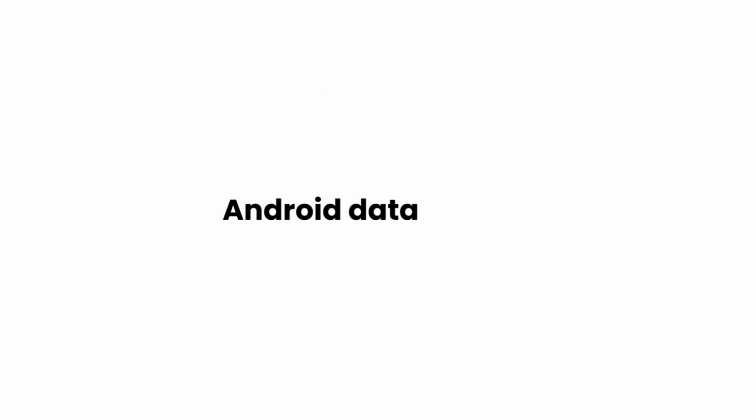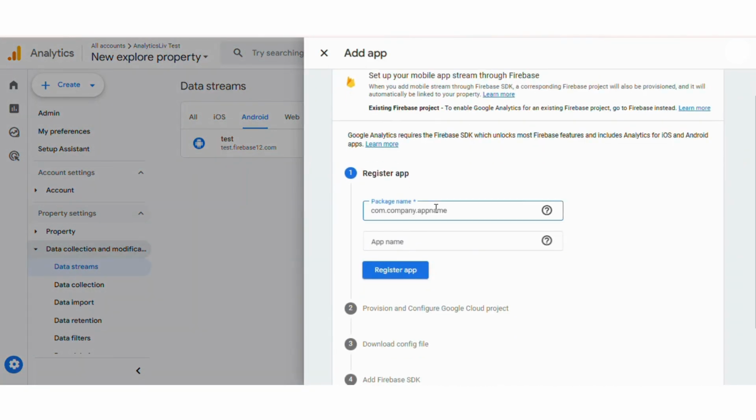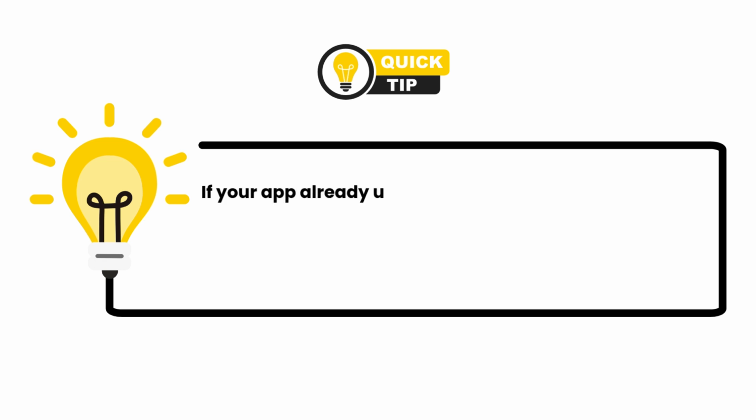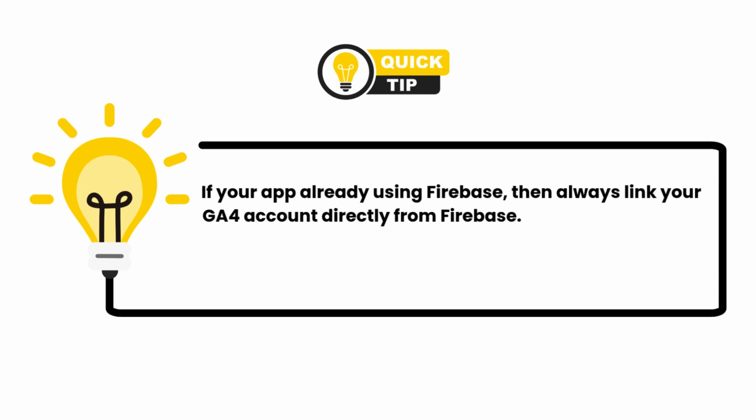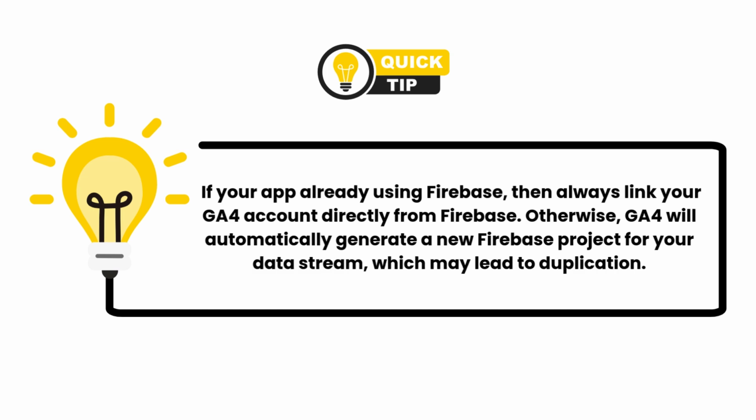Android data stream. Steps are similar to the iOS data stream. Click on Android app to add a new Android stream. Enter your app package name and app name. Tip: if your app is already using Firebase, then always link your GA4 account directly from Firebase. Otherwise, GA4 will automatically generate a new Firebase project for your data stream, which may lead to duplication.